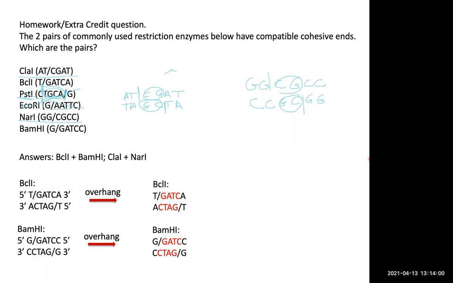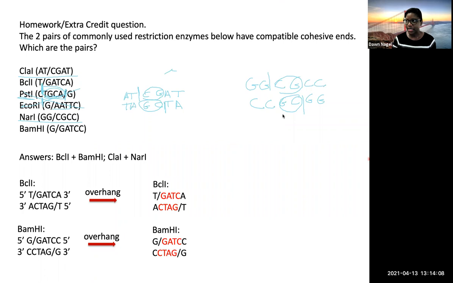I'm sorry, what is the purpose of having the compatible cohesive ends? For cloning. If you want to clone your insert into a plasmid, sometimes you cannot use the same enzyme. You cannot digest your insert with BamHI and clone it into a vector that's digested with BamHI. So you need to use two different enzymes, okay?